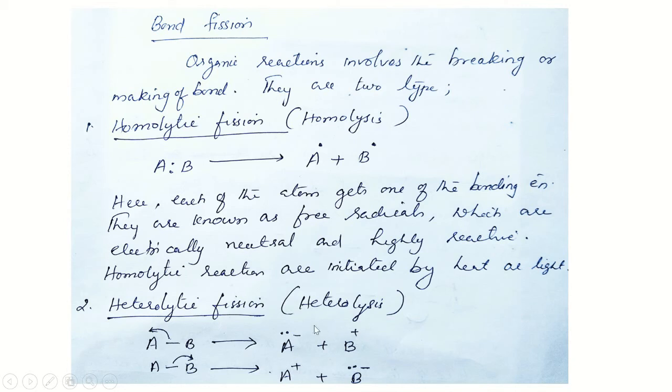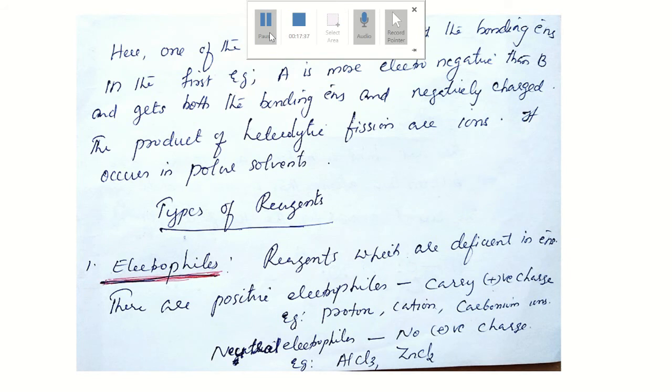And what is the result of this heterolytic fission? These ions. In homolytic fission, you get free radicals. But as a result of heterolytic fission, you get the products as ions, minus charge and plus charge. Heterolytic fission happens in such a way that the more electronegative atom gets all of the bonding electrons and becomes negatively charged.